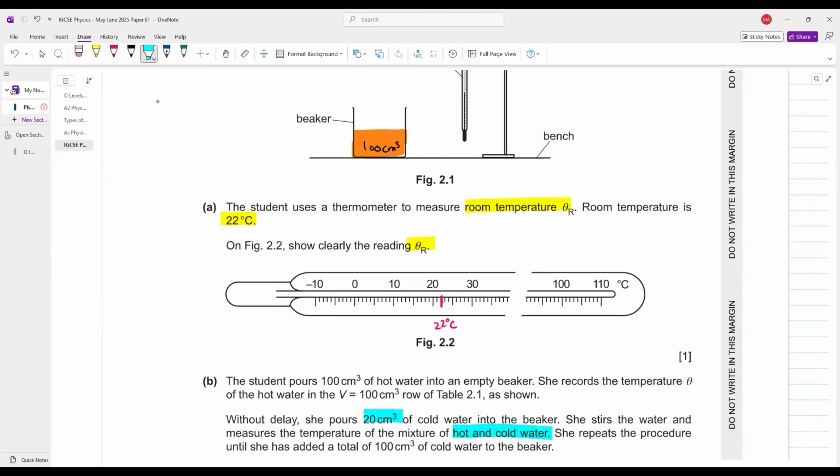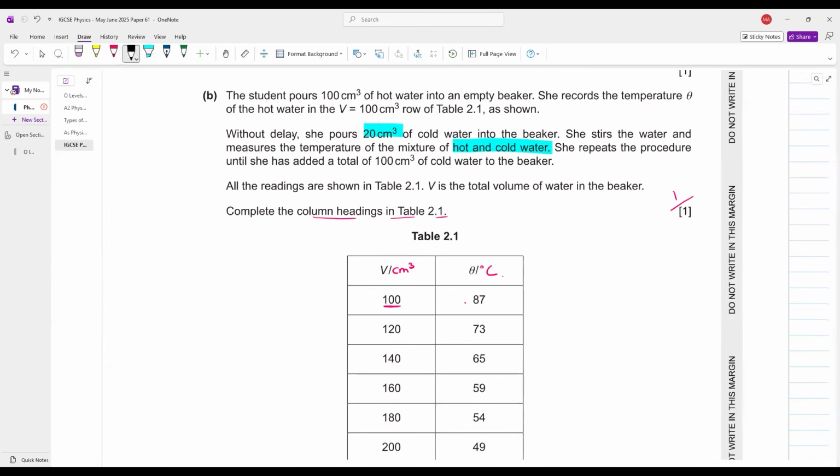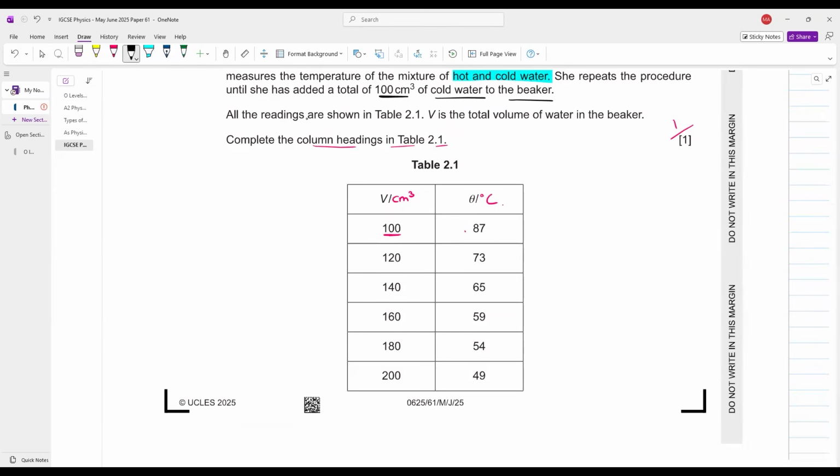Then what are you doing? You are pouring 20 cm cube of cold water here. Then you are stirring the water and measuring the temperature of the hot and cold water. She repeats the procedure until a total of 100 cm cube of cold water is added to the beaker. Here, the 200 cm cube of water you see is made up of 100 cm cube hot and 100 cm cube cold.